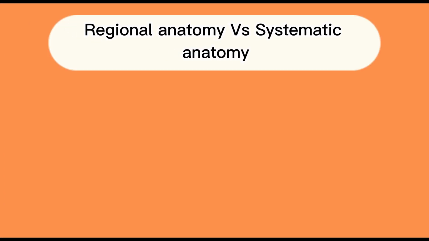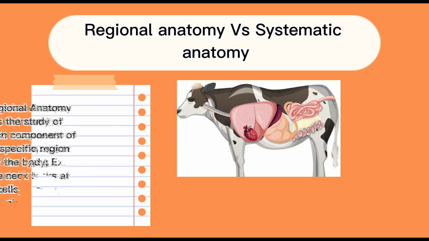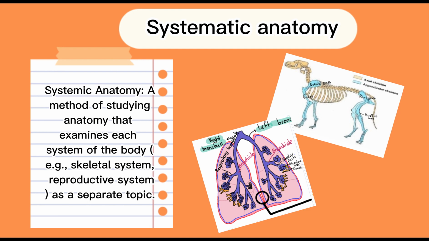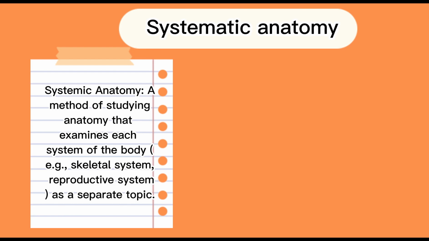Regional anatomy versus systemic anatomy. Regional anatomy is the study of each component of a specific region of the body. In the neck region, we look at bones, muscles, cells. Systemic anatomy is the study of the entire systems of the body, such as the skeletal system and nervous system.